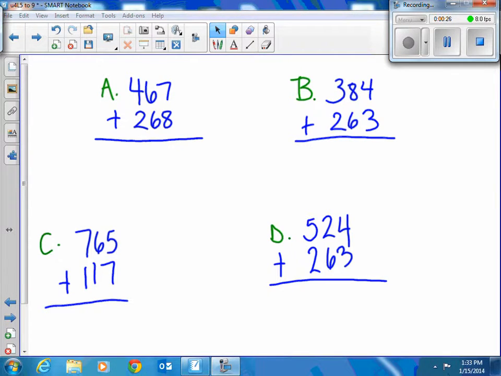Boys and girls, I have written on the screen right now 4 different problems, A, B, C, and D. I want you to go ahead and copy these problems exactly like you see them on your board. Make sure they are vertical and not horizontal, so make sure you copy them exactly like you see them. Make sure your numbers and your place value is all lined up for each number. Go ahead and pause the video and then restart when you have copied all the problems.